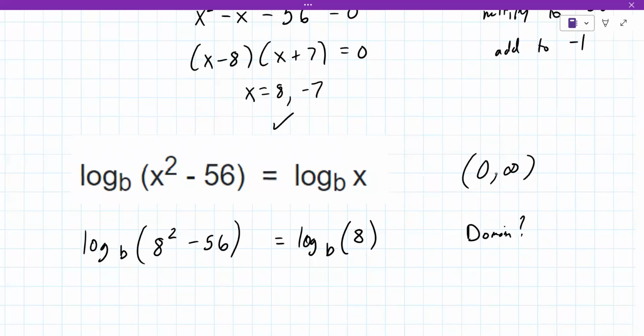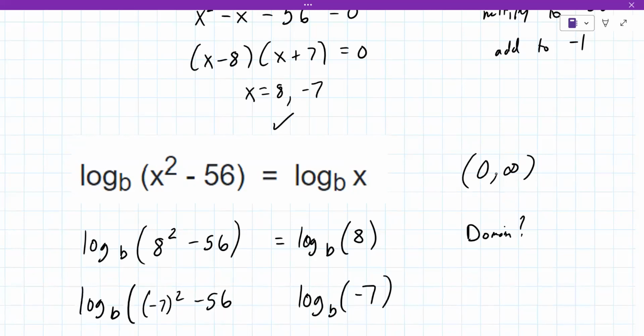8 is good. Now let's do the same thing for -7. -7 squared minus 56. Does that equal -7? Yes, it does. But now, same question. Can you take the log base b, of any base really, of -7? Is that okay? Is -7 in the domain? Yeah, I would think so. So when you think of all the numbers from 0 to infinity, oh no, it won't be. It would be negative infinity.